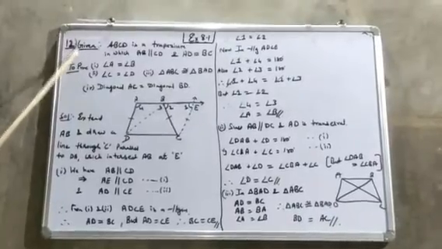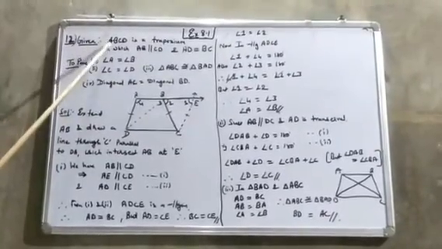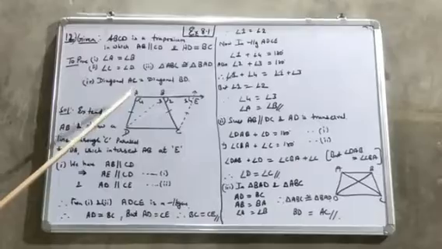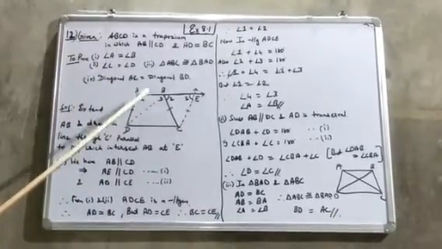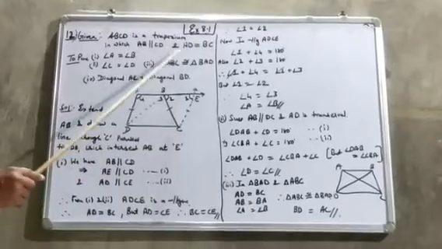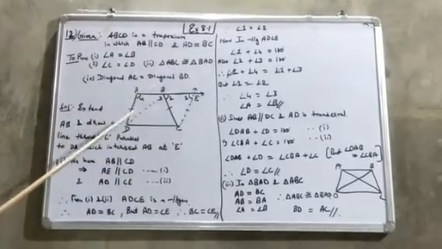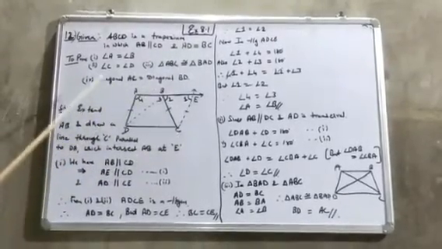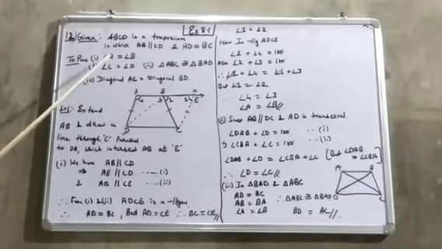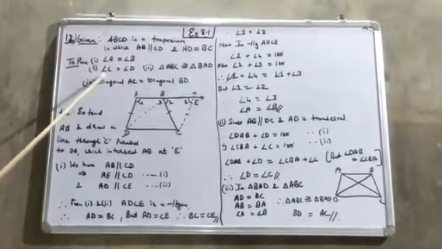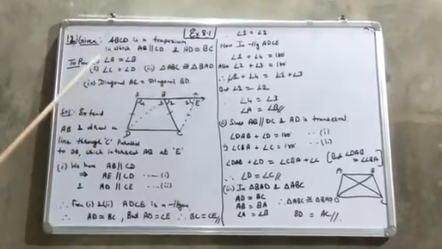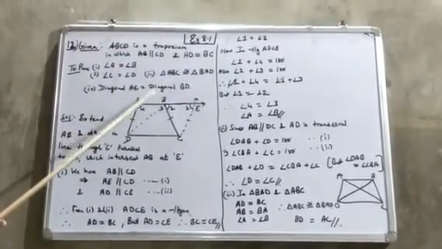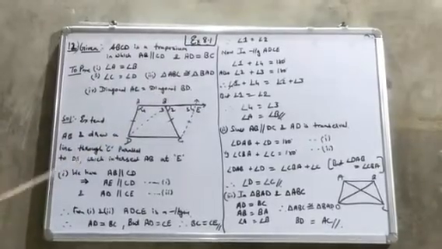Solving question number 12, where they have given ABCD is a trapezium in which AB is parallel to CD and AD is equal to BC. What we have to prove are these: angle A is equal to angle B, angle C is equal to angle D, triangle ABC is congruent to triangle BAD, and diagonal AC is equal to diagonal BD.